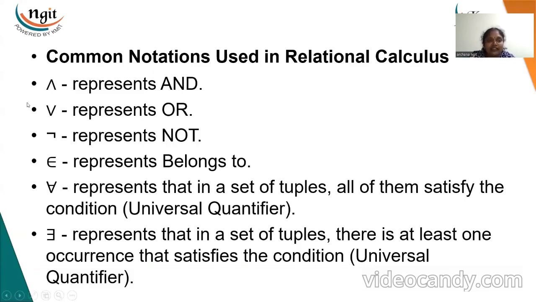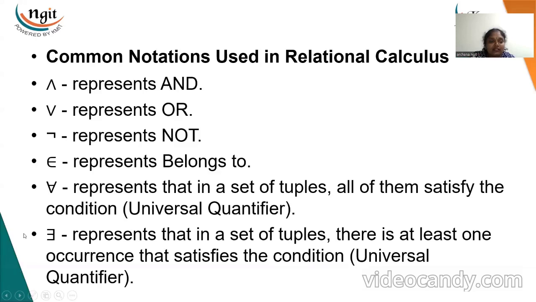So here, this particular special symbol represents and, this is or, this represents not. So these three are related to the truth table. Okay, and epsilon represents belongs to, and this is for all, which is represented as the universal quantifier, which is going to represent a set of records which are going to satisfy the given condition.